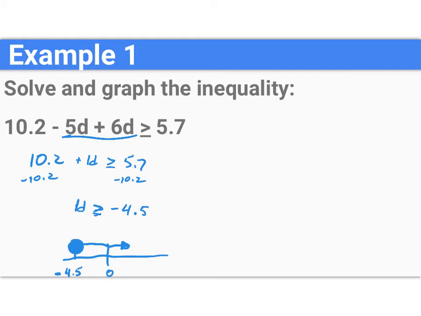So if we were to put negative 4.5 into this equation, it would either equal 5.7 or be more than 5.7. So that is the solution: all numbers bigger than negative 4.5 and including negative 4.5.